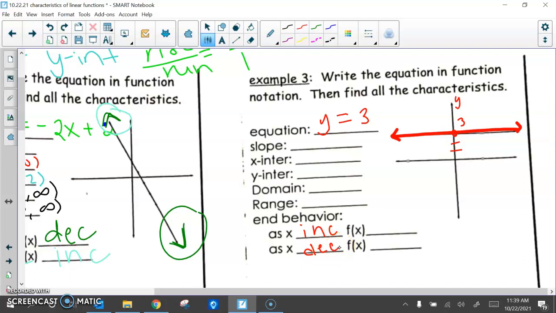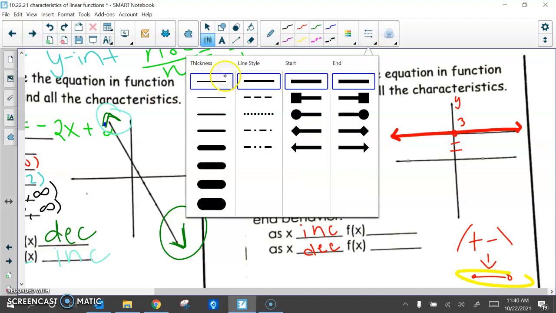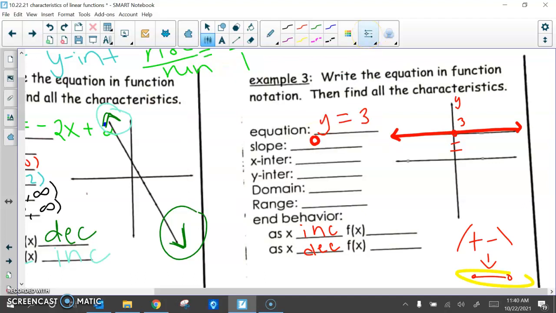So the slope, it's a horizontal line. So if you remember slope man, horizontal line is his mouth. That's right here. So his slope is 0. X-intercept, this is never going to cross the x-axis, right? Because it's up here. So the x-intercept is none. The y-intercept is (0, 3).